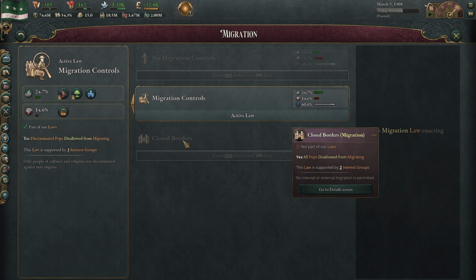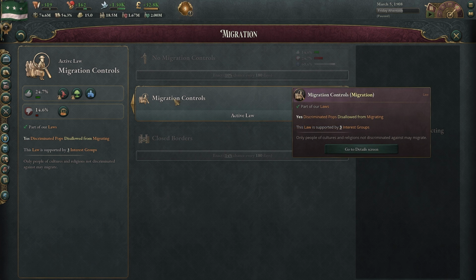Closed borders is the first law, and it's very useful, again, if you're in another bigger market. So if you're part of, let's say, the British market, this is nice to have. This way your POPs won't leave your current states, but again, they won't move between your own states, but that's okay. And what it means is pretty much if you're born in a given state, you'll be living there for the rest of the game until you change the law.